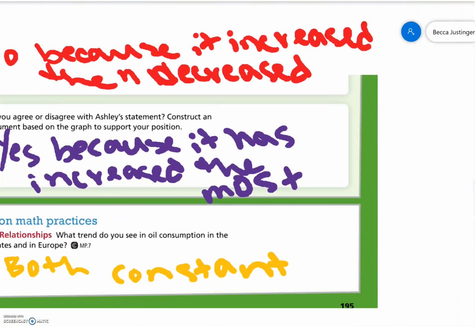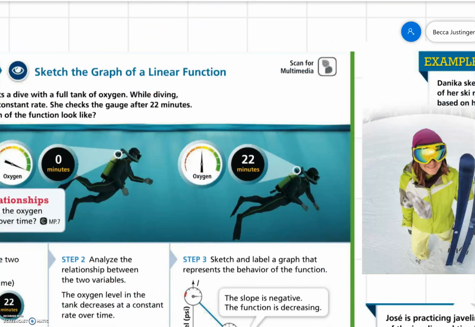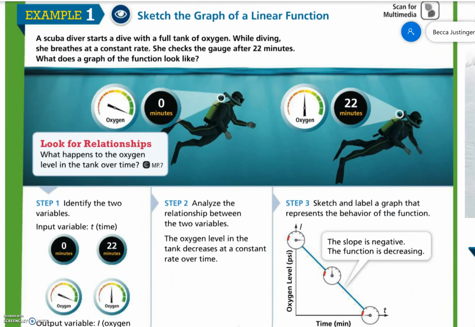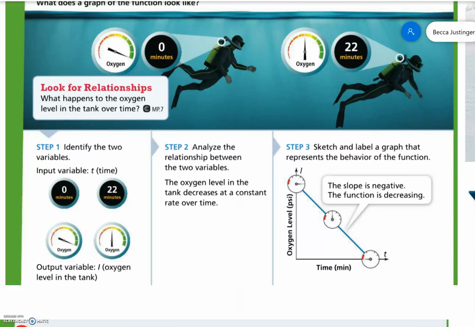Example number 1. Sketch the graph of a linear function. A scuba diver starts a dive with a full tank of oxygen. While diving, she breathes at a constant rate. She checks the gauge after 22 minutes. What does a graph of a function look like? What happens to the oxygen level in the tank over time? So she's breathing every time. So she takes in that oxygen and blows it out as bubbles into the water.